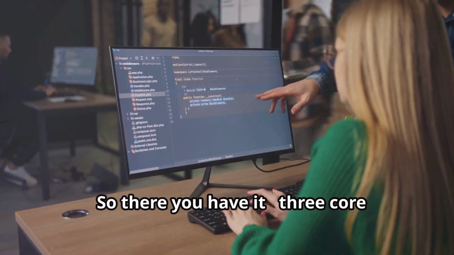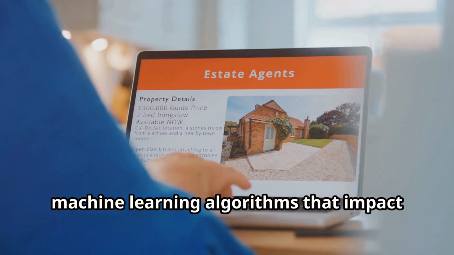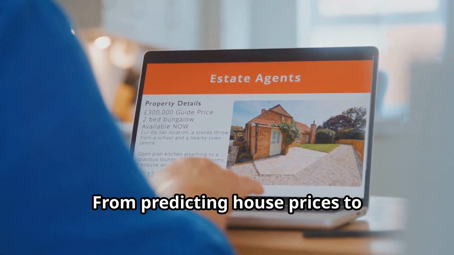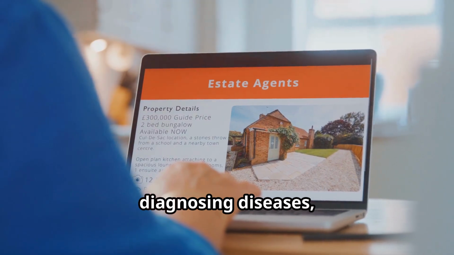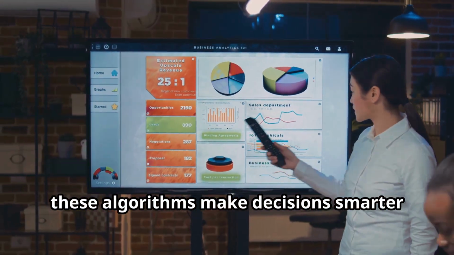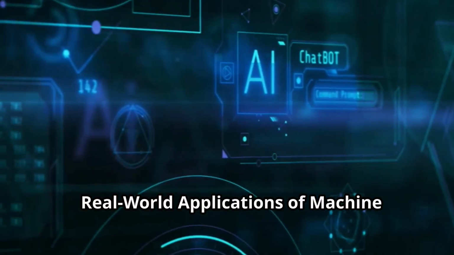So there you have it, three core machine learning algorithms that impact our everyday lives. From predicting house prices to diagnosing diseases, these algorithms make decisions smarter and faster.